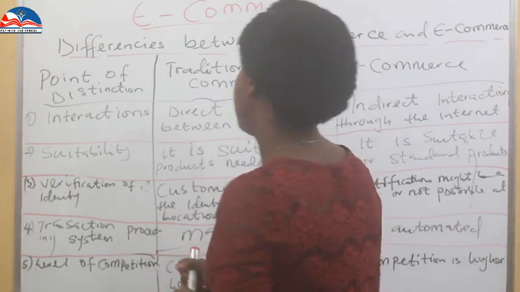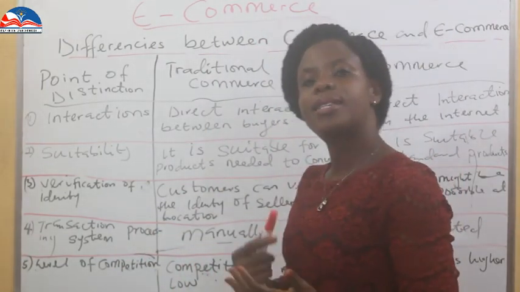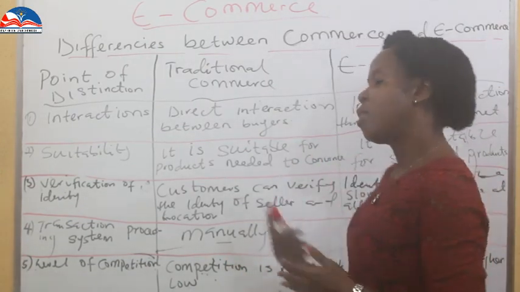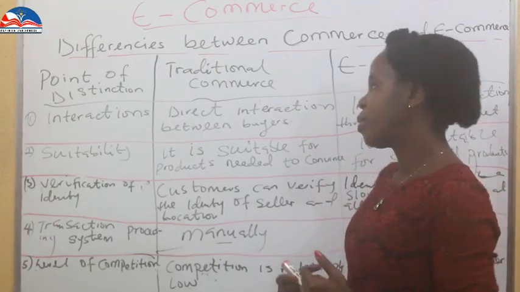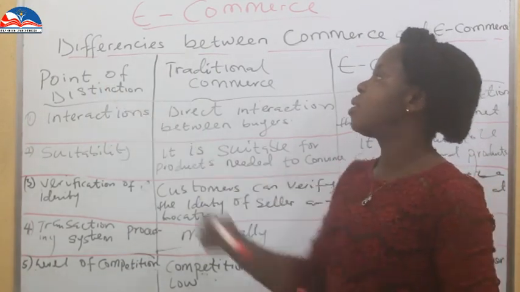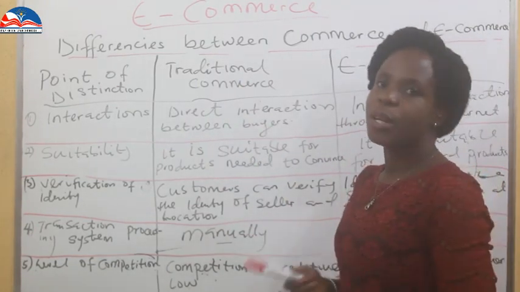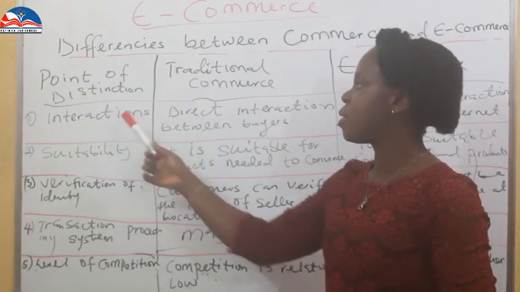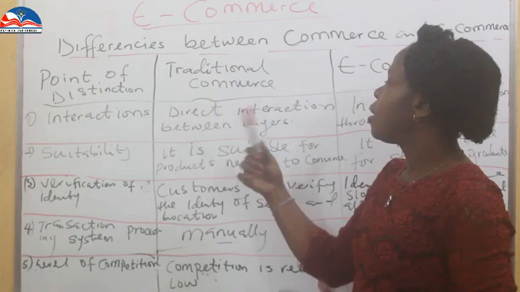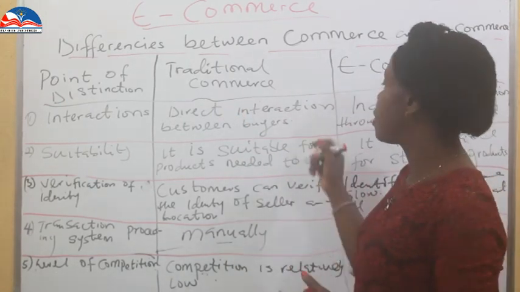Now we're going to the next point. These are the differences between commerce and e-commerce. And I term our normal commerce as traditional commerce. Then the other one I termed e-commerce. What are the distinguishing factors? What are the differences? Points of distinction: traditional commerce, e-commerce. The number one difference is interactions. In traditional commerce, interaction is direct interaction between buyers and sellers.